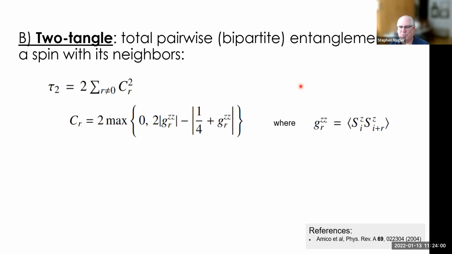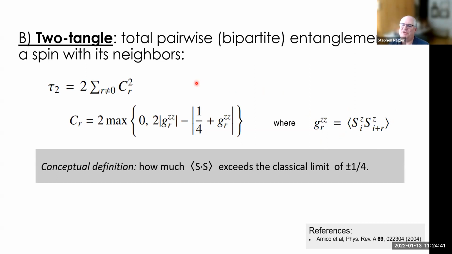Okay, then there's what we call the two-tangle, which is a measure of bipartite entanglement of a spin with its neighbors. The two-tangle is related to the concurrence. The concurrence, which is defined here, is basically a measure of the entanglement of two spins separated by a distance r. Again, this is an expression specialized to spin-1/2. This requires us to know this spin real-space correlation function. This is also specialized to isotropic systems, and the two-tangle is a sum over that.